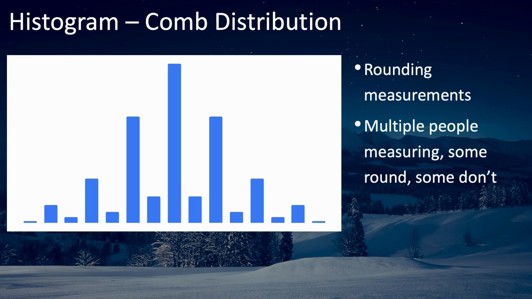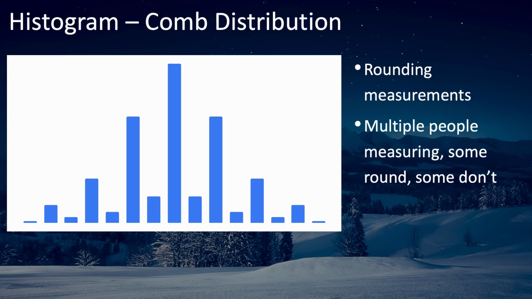If everyone reported their height rounded to the nearest inch and you created a histogram with half-inch bins, then you'd end up with a comb distribution that, instead of having alternating short bars, has alternating blanks. You could end up with a comb distribution either because of the way you gather the data or because of the way you group it.